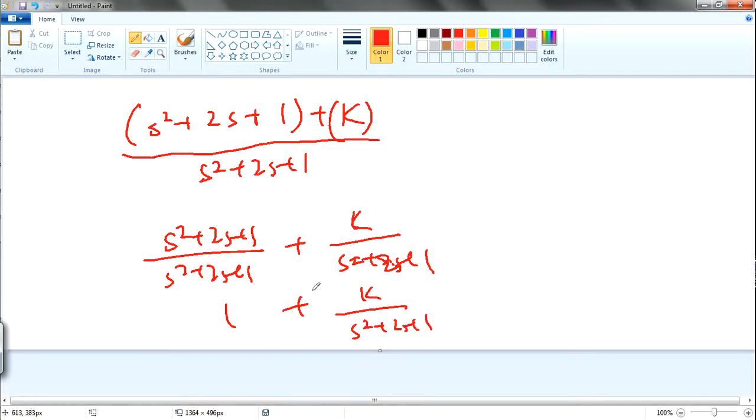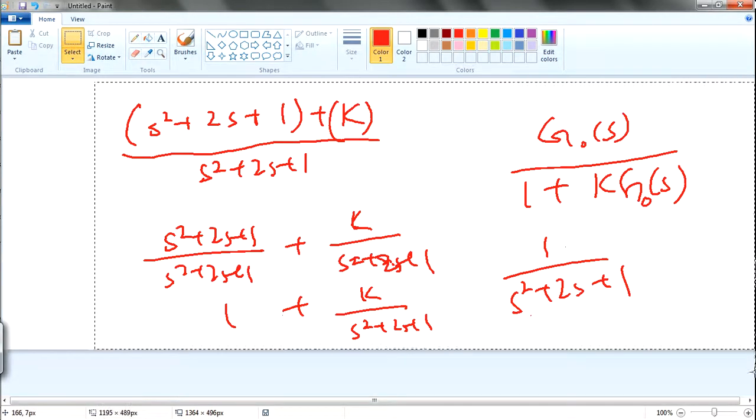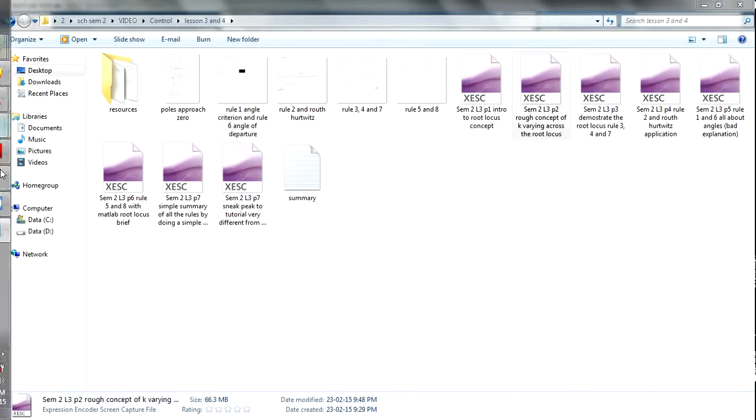As you can see, this is actually 1 plus kG(s), right? And since you know that k is just a multiplier, you know that this is the open loop transfer function, because the closed loop transfer function is open loop divided by 1 plus kG open loop. So once you get that, you know that the open loop is 1 over s squared plus 2s plus 1. From there, you can know how to solve for your other stuff. So make sure you know how to acquire the open loop transfer function, and then let us continue.